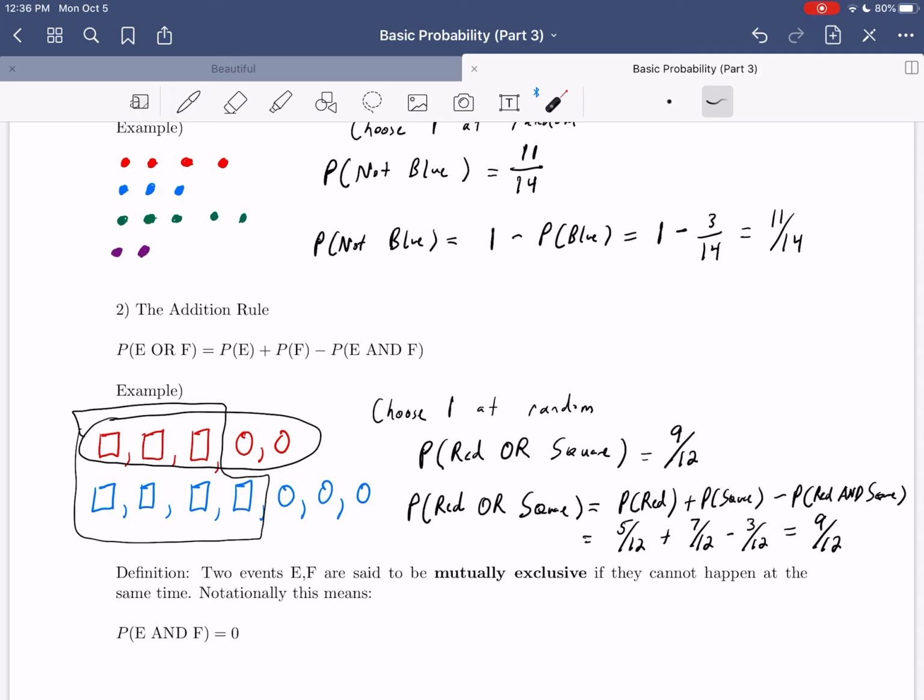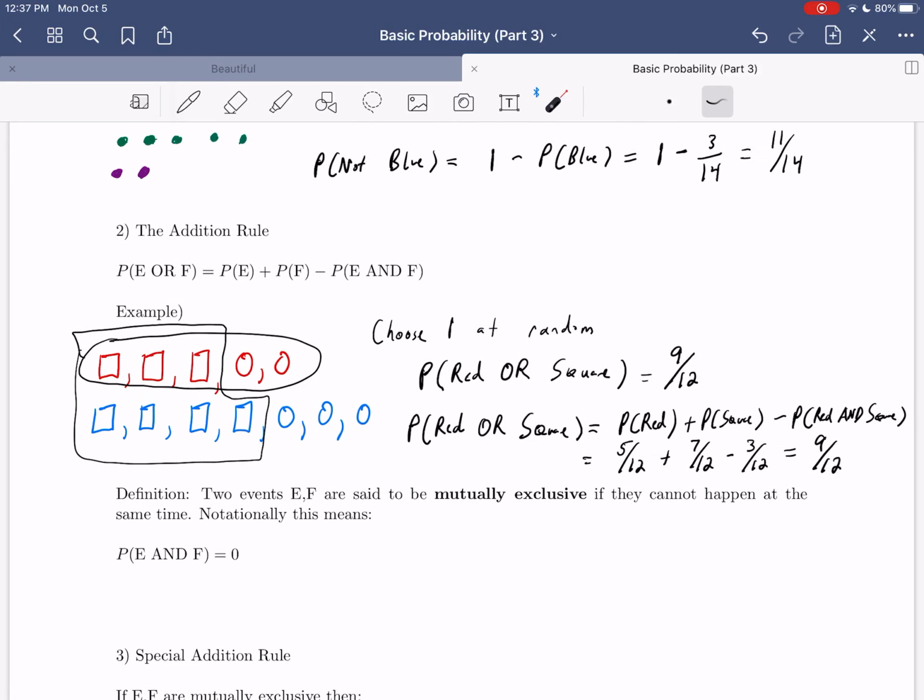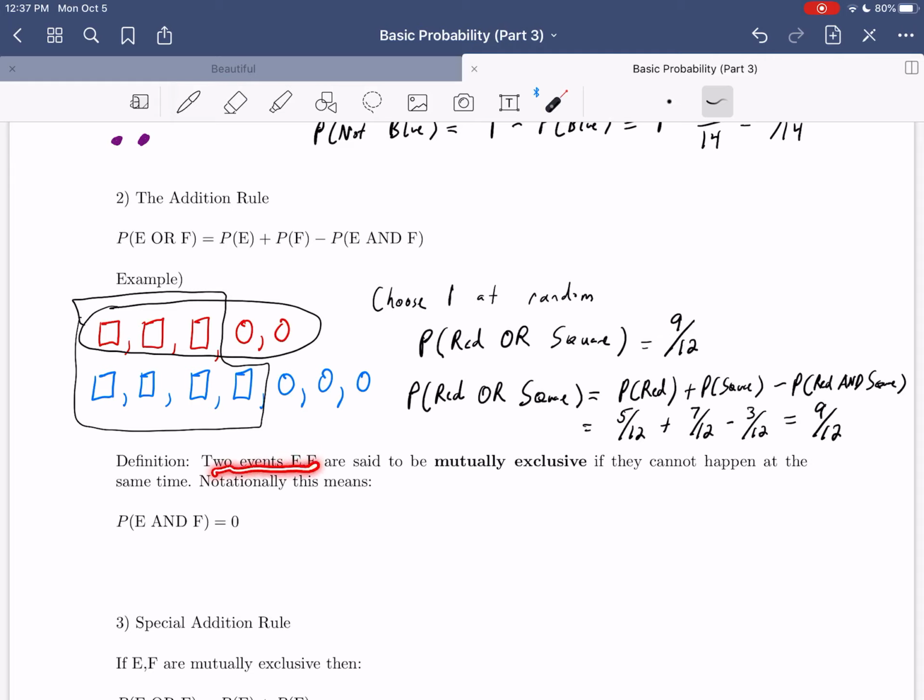All right, speaking of double counting, there are some situations where you don't need to worry about double counting because the events don't have any overlap, and we give that a special name. So two events, E and F, are said to be mutually exclusive. Sometimes you will also see that mentioned as disjoint. So mutually exclusive and disjoint mean the same thing. Mutually exclusive if they cannot happen at the same time.